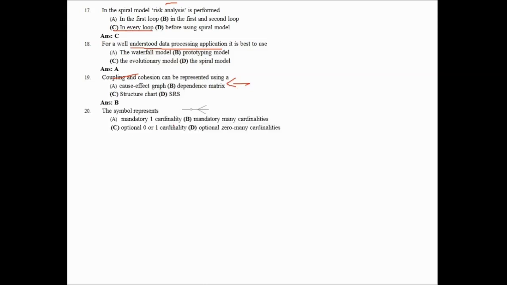This symbol represents what? Mandatory 1 cardinality, mandatory many cardinality. We see you have 1 and 3 pointed here. Optional 0 or 1 cardinality, optional 0 or many cardinality. So the answer is D, optional 0 to many cardinalities.